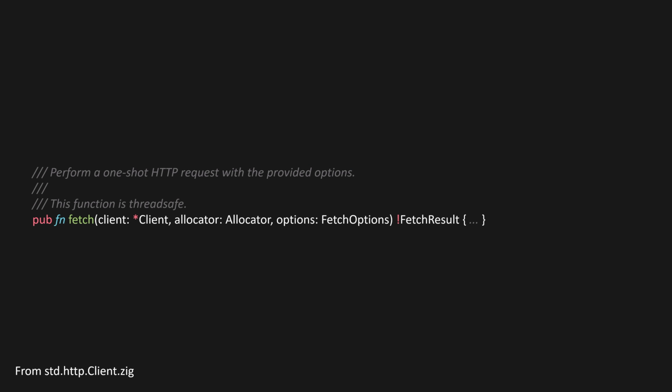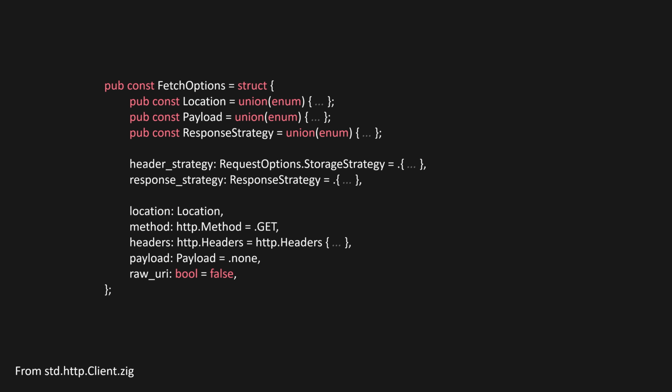The fetch method contained on client will allow us to send a one-shot HTTP request with a set of provided fetch options. The fetch options is where we specify things such as the location the fetch request will be sent, the payload to be sent, this is the body of the fetch request, and where we could send things such as JSON data in a POST request, the request method, and the request headers, and many other options.